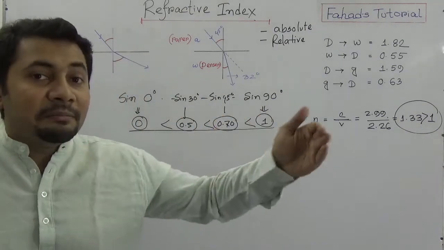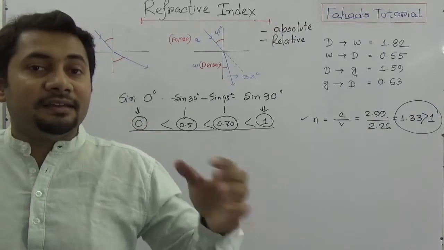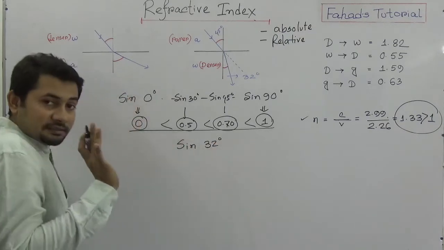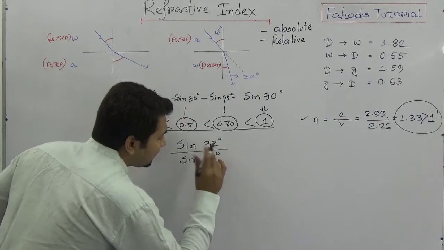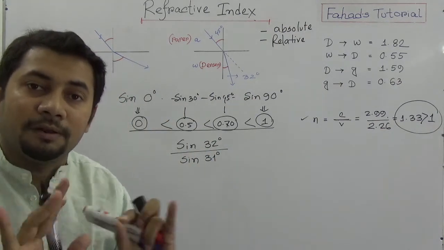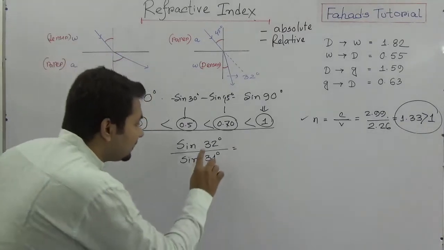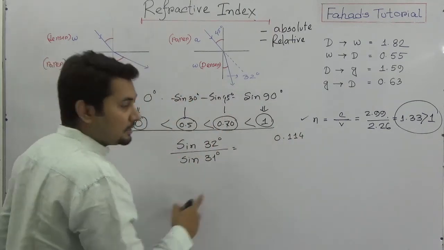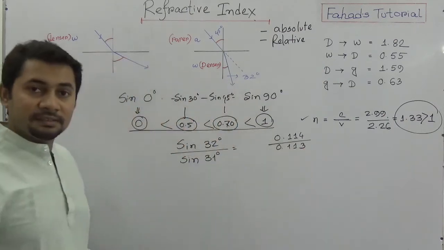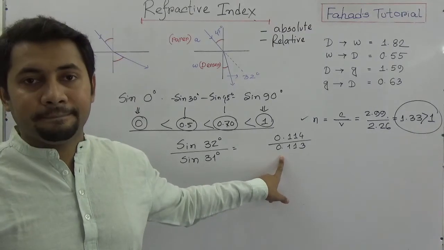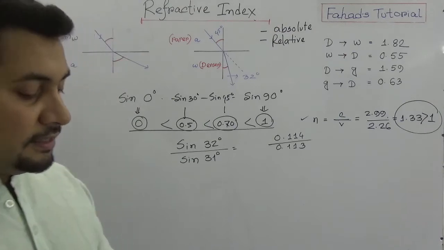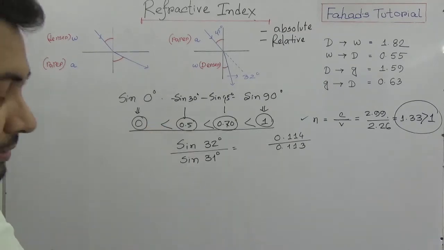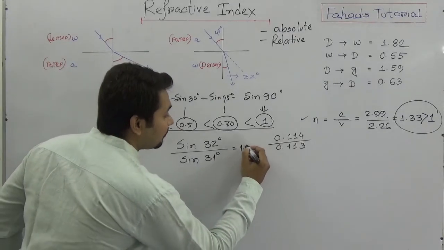So whenever you go towards a bigger angle, the magnitude of the sine of that angle will be increasing. If you divide sine 32 degree by sine 31 degree, the value would definitely be greater than 1, because 32 is greater than 31. Similarly, 0.114 divided by 0.113 would always be greater than 1. If I use my calculator, sine 32 divided by sine 31 is 1.02.